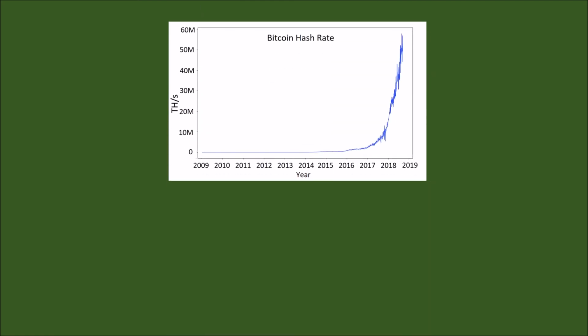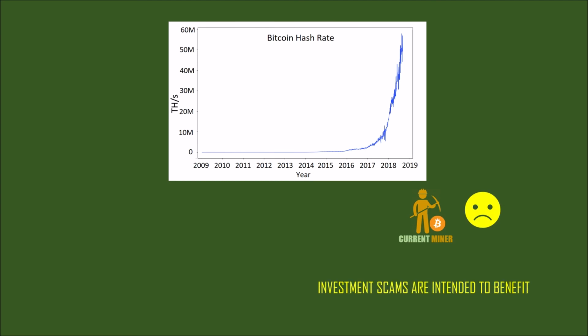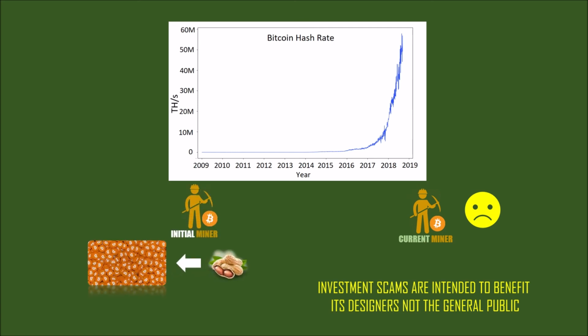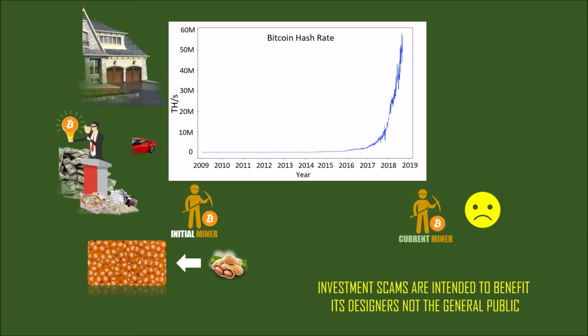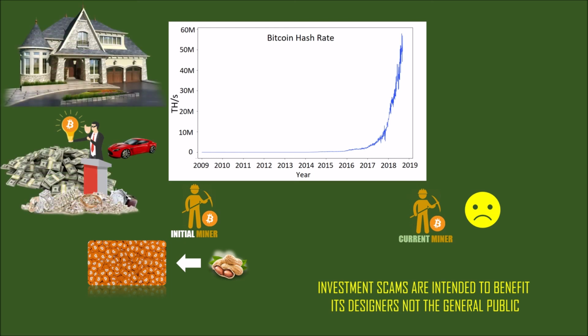Now this scam is used up due to the enormous mining costs. We can say that current miners are also its victims. But this was to be expected, given that investment scams are intended to benefit their designers, not the general public. In the case of Bitcoin, its designers are its initial miners. They mined large amounts of Bitcoins at almost no cost. Then, they spread the false story of Bitcoin being real money and market instrument to lure the public into transferring their valuable possessions into their hands. And they were successful. Very, very successful.